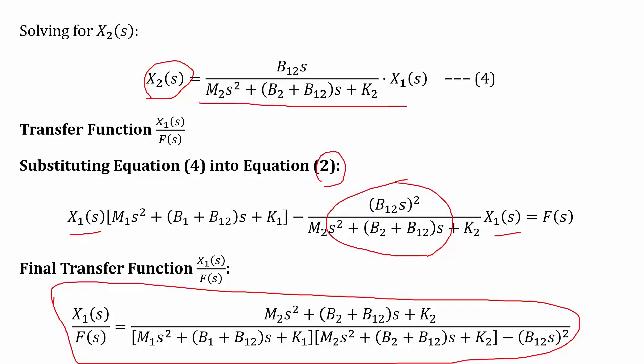Based on Newton's second law of motion, sum of opposing forces is equal to sum of applied forces. Based on that, we write the differential equation. Then we convert that form to Laplace transform form, that is, time domain to s domain. Then, based on our requirement of transfer function, we simplify the equation and write the final transfer function.